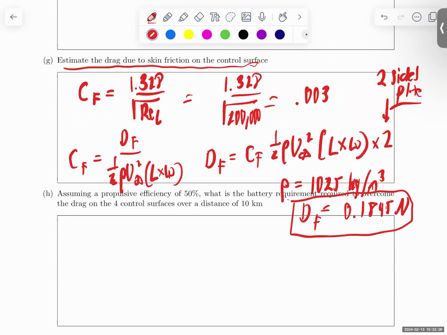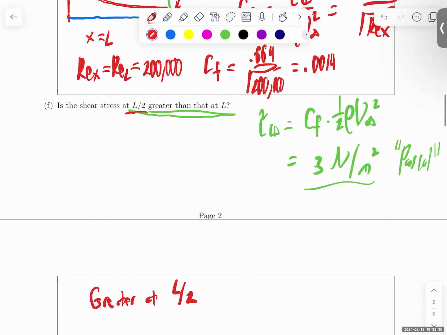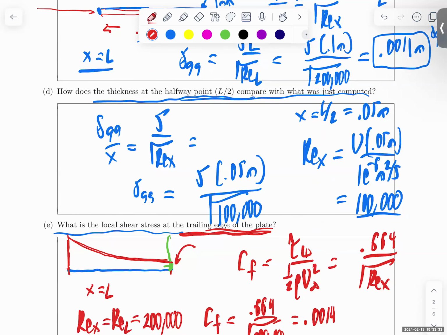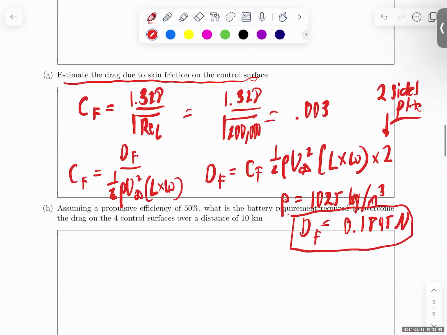It's the only form of drag on this plate. If we assume it's far from the free surface, so there's no relationship of this and the free surface, and the plate's essentially infinitely thin, the only drag can be tangential to the plate. The only form of drag that's tangential is skin friction. So this will be the drag on that plate.